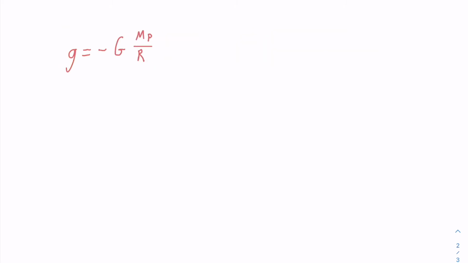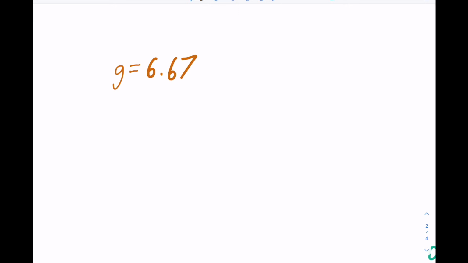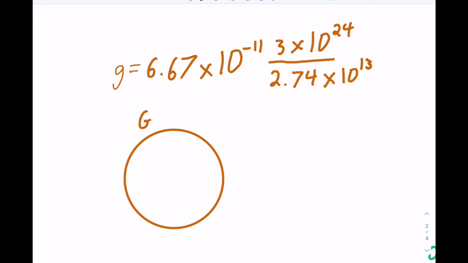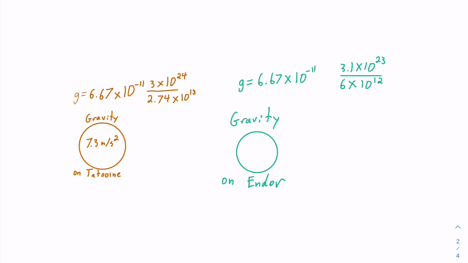Now that we have the mass and radius, we can find the gravity of the planet. G equals 6.67 times 10 raised to the negative 11th times the mass of Tatooine, which is 3 times 10 raised to the 24th, divided by the radius squared, which is 2.74 times 10 raised to the 13th. This gives us a gravitational force equal to 7.3 meters per second squared on Tatooine. Now we'll go through the same steps for Endor, which gives us a gravitational force of 3.4 meters per second squared. What does this mean?